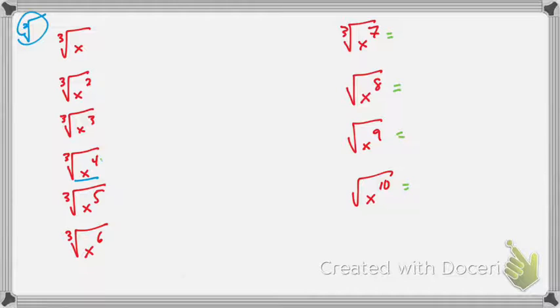Now, that means if the exponent on the variable is divisible by 3, things are easy. So let me start here. The third root of x to the third is just x, because 3 divided by 3 is 1.